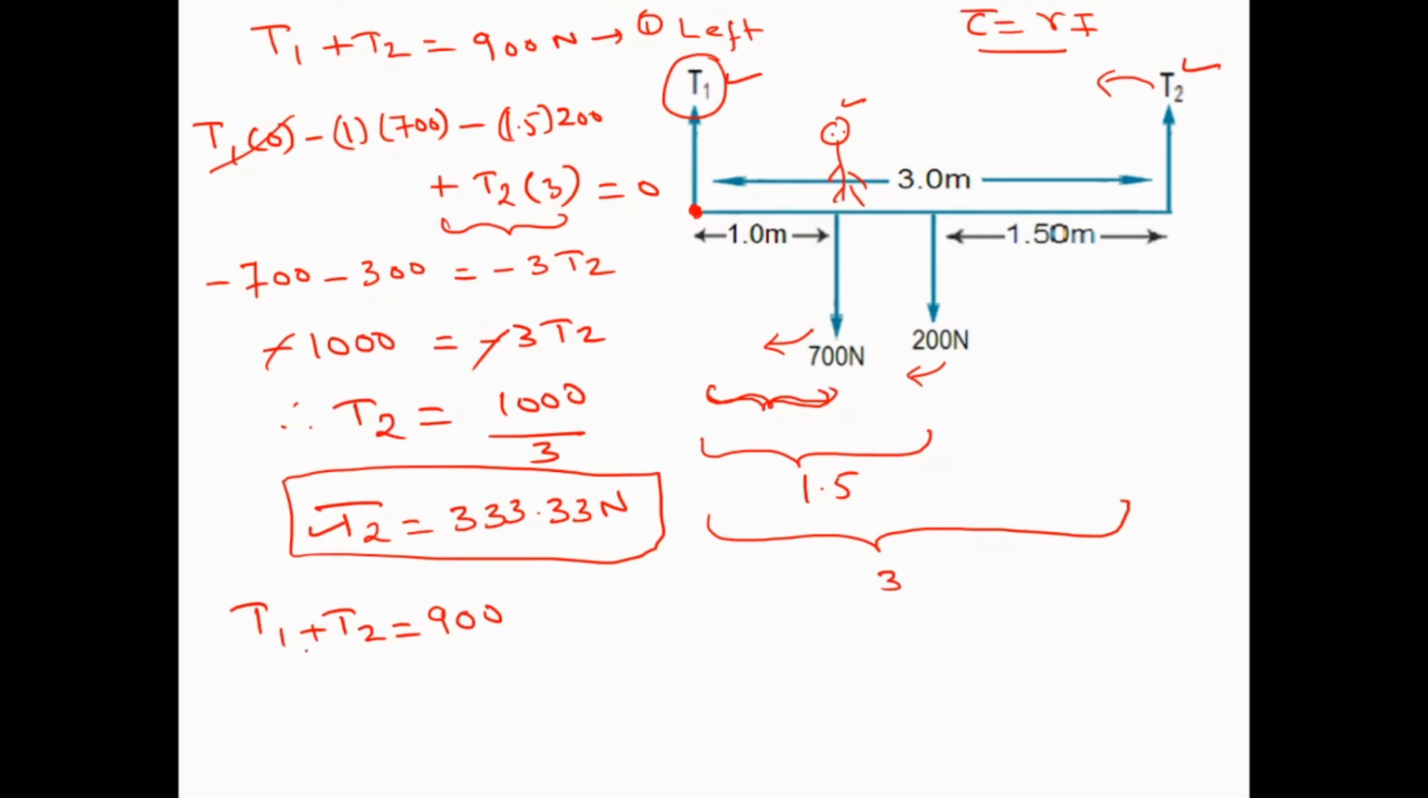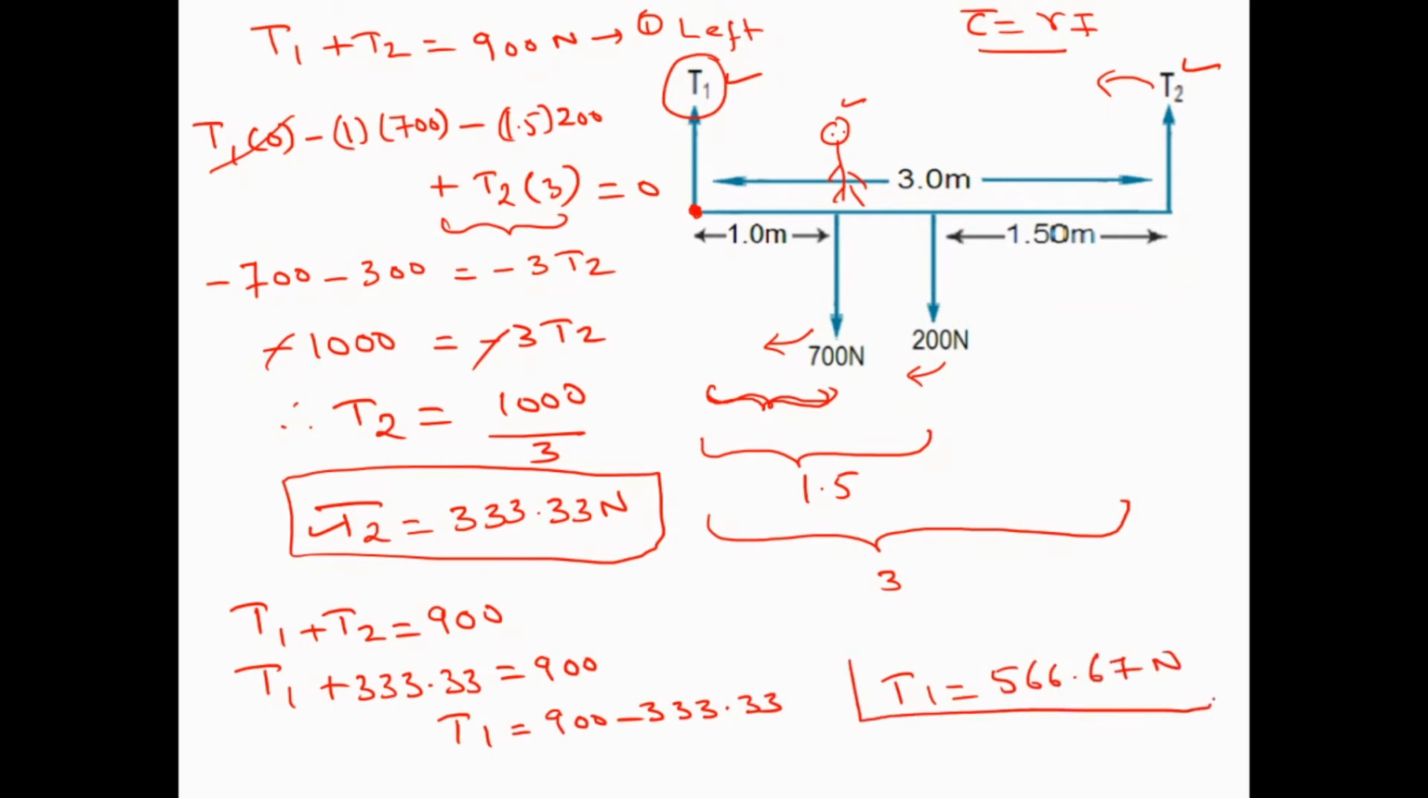I'm going to substitute this T2 value here. Therefore, T1 plus 333.33 is equal to 900 Newton. Therefore, T1 is equal to 900 minus 333.33, we got the value as 566.67. So T1 is exactly 566.67 Newton. Clear? So this is the answer for the third question.